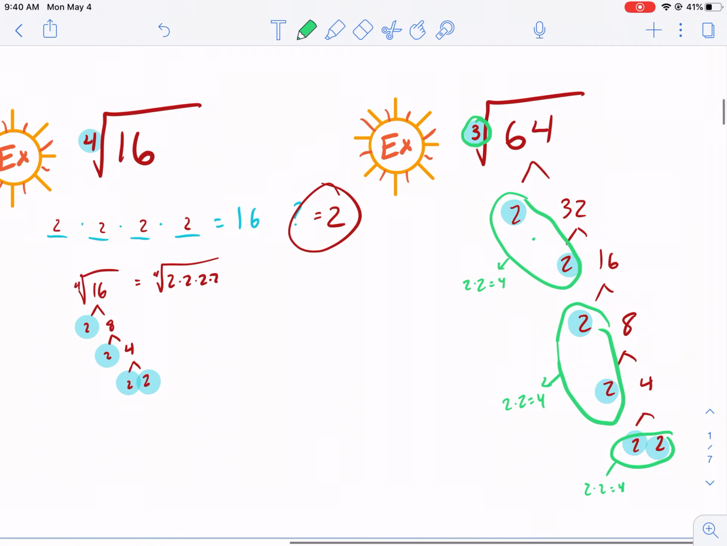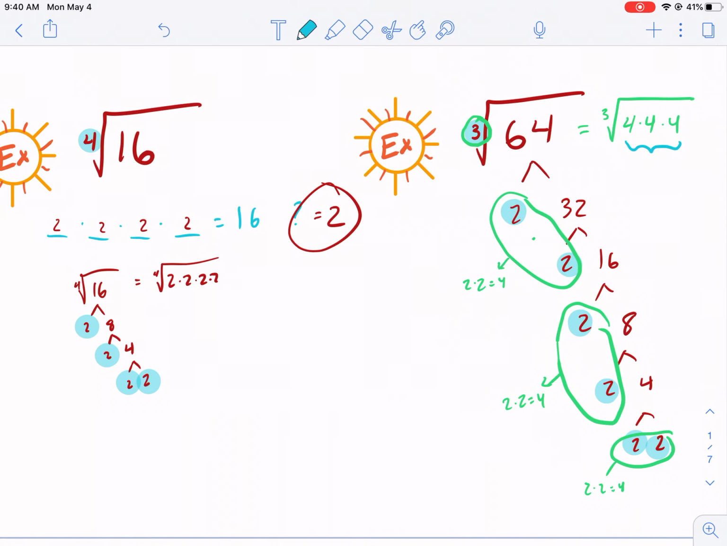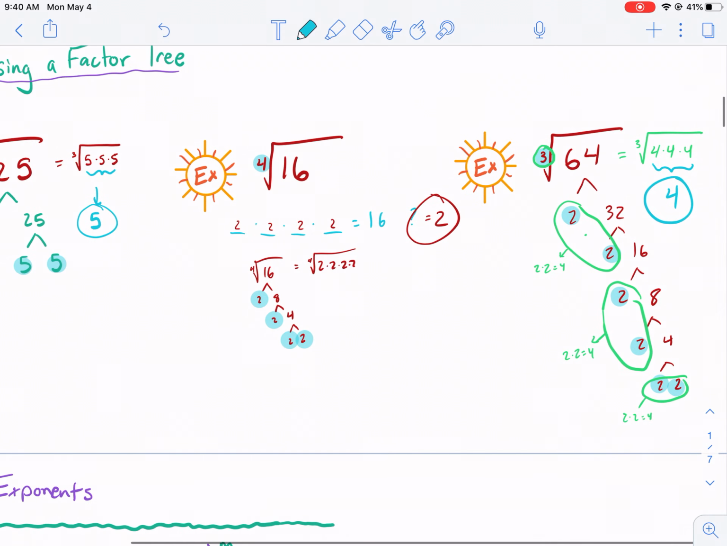So instead of writing the cube root of 64 as 2 times 2 times 2 times 2 times 2 times 2, we could write it as the cube root of 4 times 4 times 4. Now it's easier to recognize what times itself 3 times equals 64. That is 4. So 4 is our answer in this case. We had to get a little creative to divide it up into 3 groups, as we showed in green, in order to find our answer.